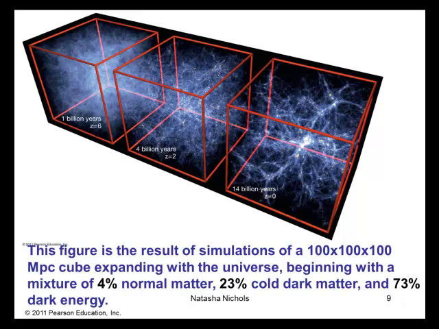The three frames show the growth of structure resulting from the growth of small density fluctuations in the very early universe, displayed at redshifts of 6, which is 1 billion years after the Big Bang, redshift of 2, which is 4 billion years, and redshift of 0, which is present day, or 14 billion years after the Big Bang.